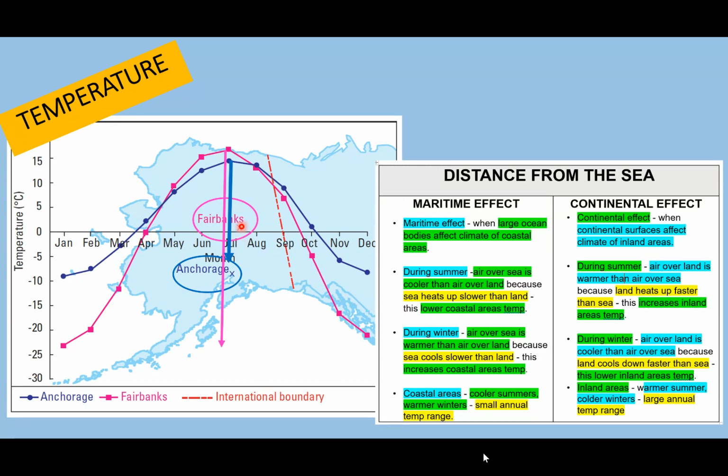Let's look at the figure here, Fairbanks. Fairbanks is located far away from the sea, so it is experiencing continental effect. The red line here belongs to Fairbanks temperature. Summer is at more than 15 degrees Celsius, and the winter is nearly minus 25 degrees Celsius. So it is true that inland areas experience very cold winters and warmer summers and a large annual temperature range.